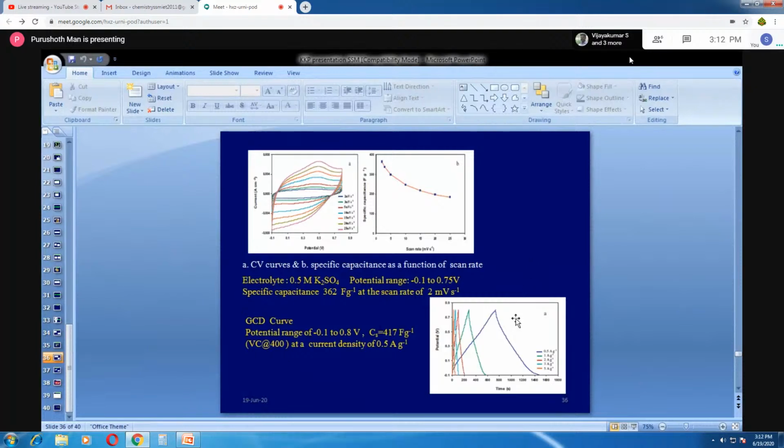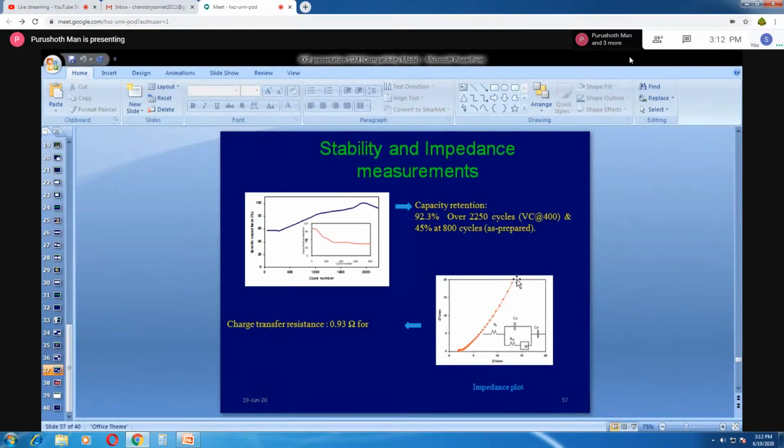Because here there is no such higher IR drop. If you are increasing the current, the IR drop also increases. That is the reason why the capacitance decreases if you are increasing the current density also.